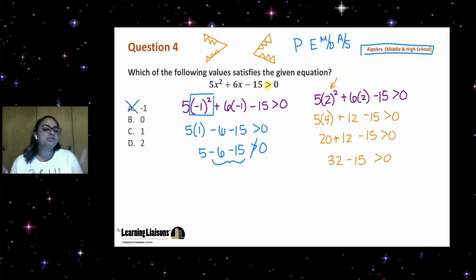So at this point, don't even pull out the calculator. Don't hurt your brain and try to figure out what's going on. Just go ahead and pick the answer, because there is no way that 15 being subtracted from 32 is going to give you a negative number. Not at all. So our answer here is D.